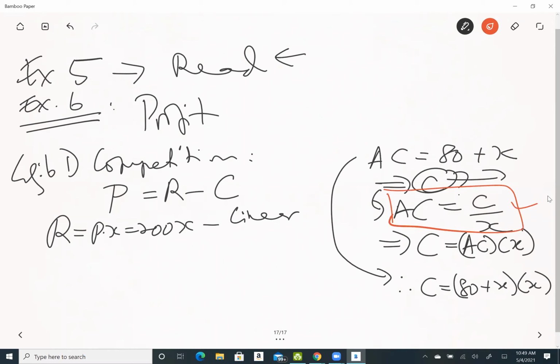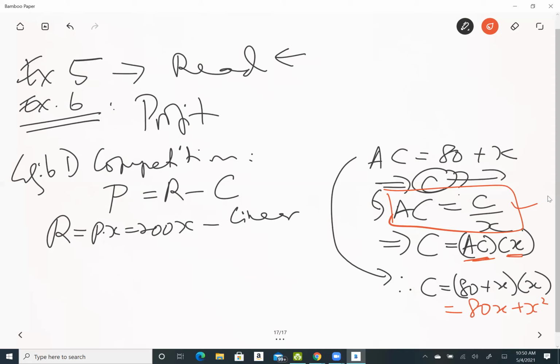So here again, you make use of the simple relationship, which we already know. How do you get the average? Average is the total divided by the quantity, whatever the variable is. So you want to find the variable, you have to multiply the average with the quantity. So I have here 80x plus x squared.